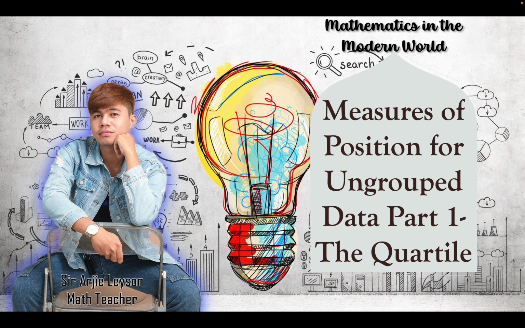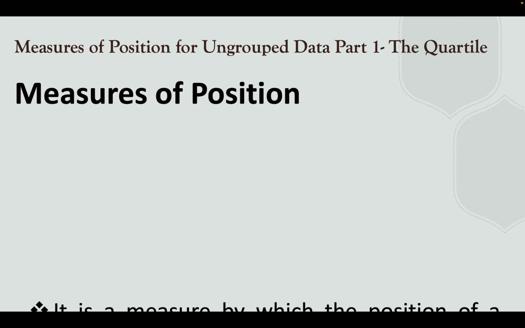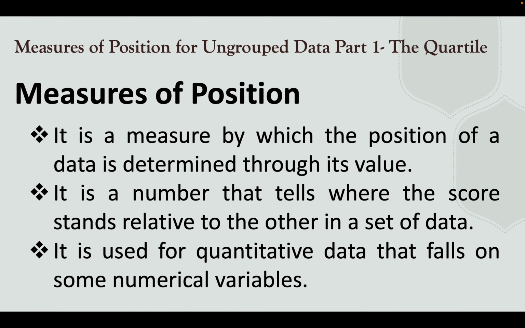In this video, we will discuss all about measures of position for ungrouped data, part 1, the quartile. When you say measures of position, it is a measure by which the position of the data is determined through its value. It is the number that tells where the score stands relative to others in a set of data. It is used for quantitative data that falls on some numerical variables.